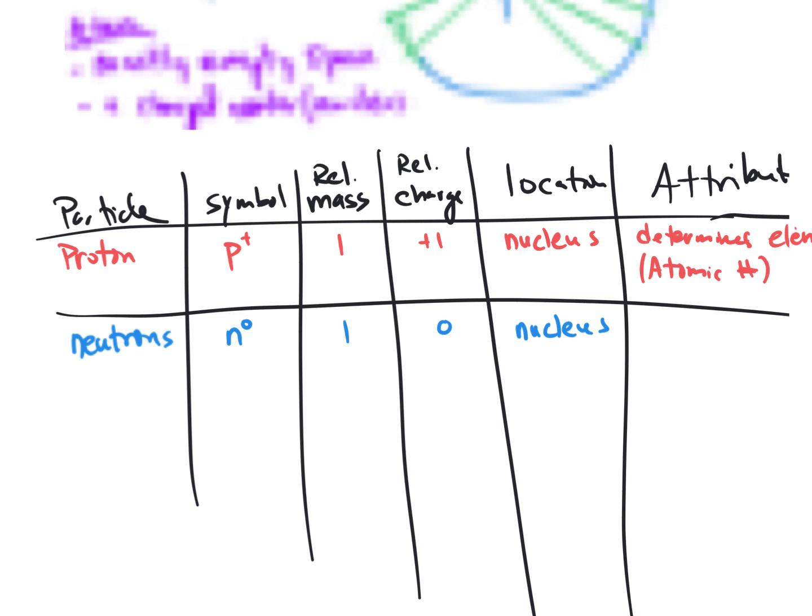And the neutrons determine the mass number, or the isotope. We'll talk about these. Okay.